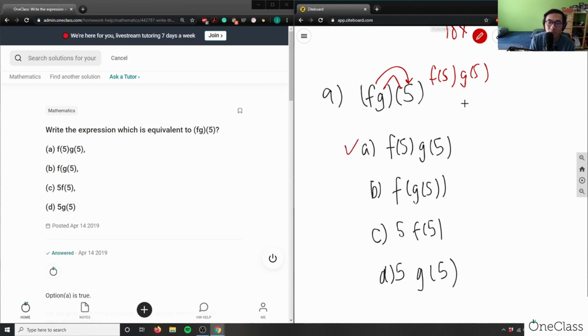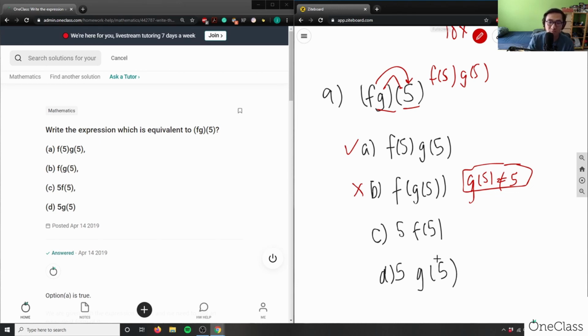B here is false, right? B here is a composite function. It's f of g at 5, right? So you're taking g at 5 first, but then I'm evaluating f at whatever g of 5 is, right? It's not f at 5. The g at 5 does not necessarily have to equal 5, right? We don't know if this expression here is true. So B here is false, and C and D here are obviously false, right?